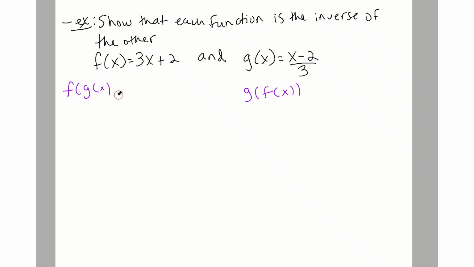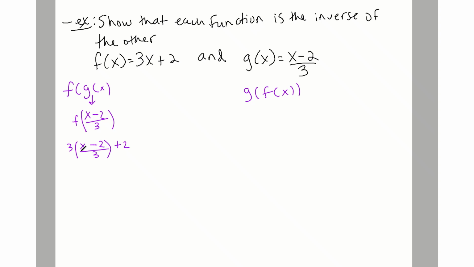So let's start by doing this thing here on the left side. Let's start by plugging in g of x. Well, if I plug in g of x, it's going to be x minus 2 over 3. And if I plug that into the f function, I'm going to be plugging that in right here. So that's going to give me 3 times this x minus 2 over 3, and we want to do the plus 2.